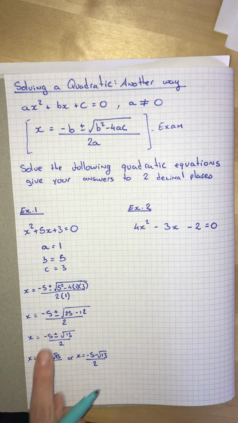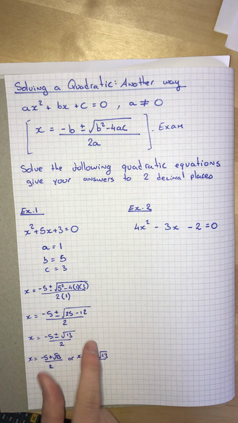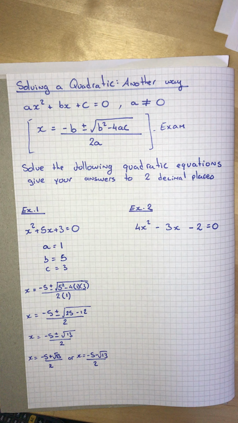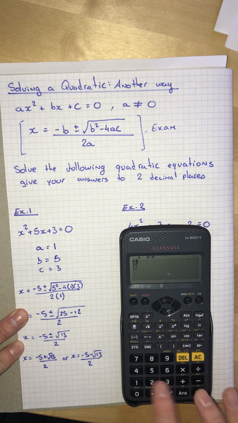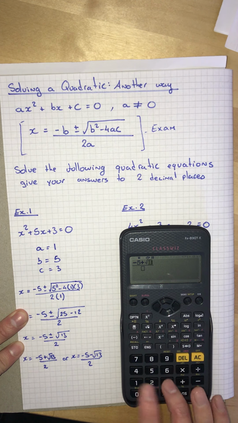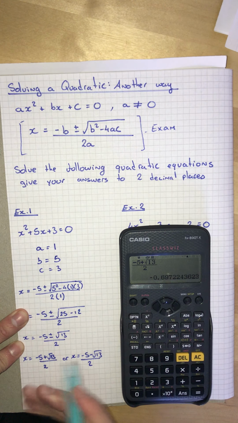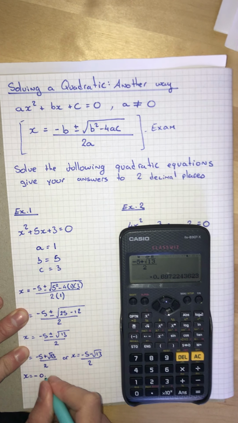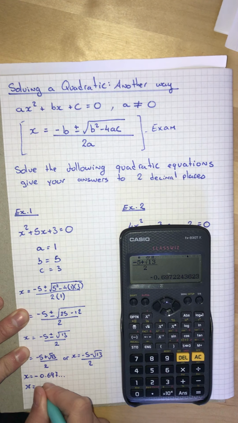Okay, so what I did is I had negative 5 plus or minus the square root of 13 divided by 2. And then all I've done is split it up into two separate equations where x equals negative 5 plus root 13 over 2, or x equals negative 5 minus root 13 over 2. And then I'm going to get my calculator. I'm going to put that in. Negative 5 plus root 13 divided by 2. And that's going to come out as negative 0.697, which to two decimal places will be negative 0.70.